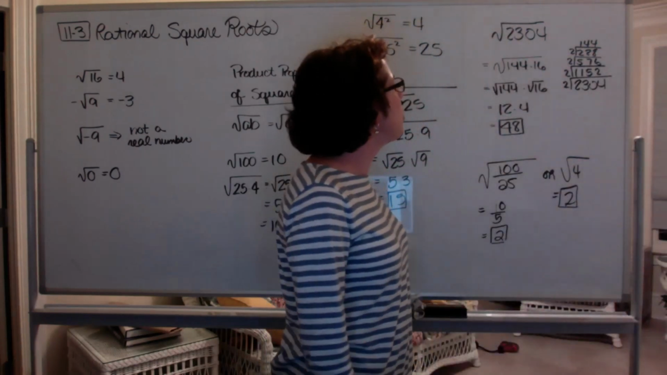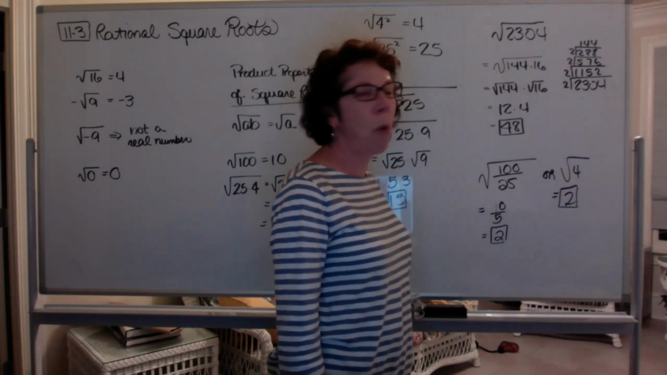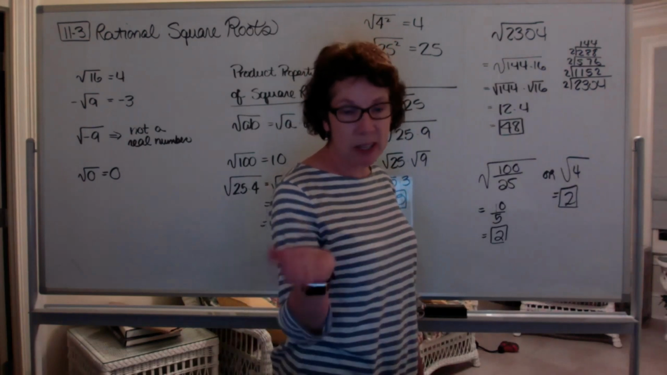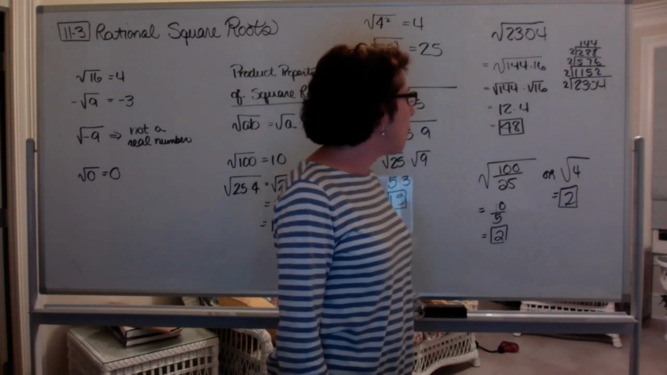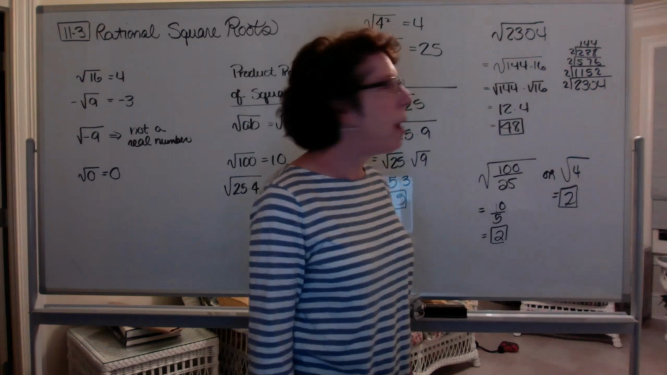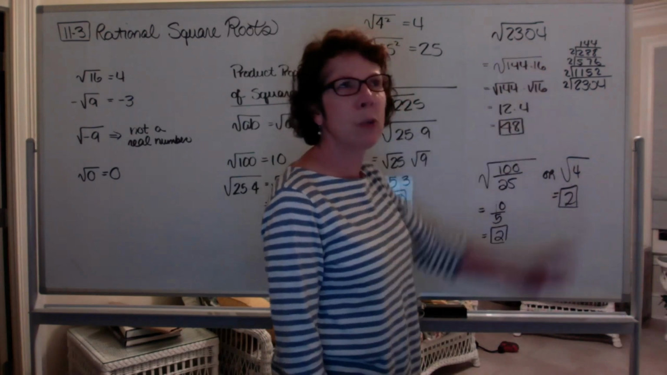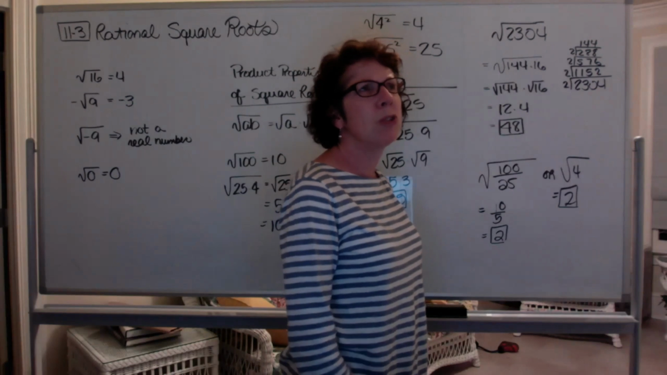How about the square root of 2,304? Well, you can actually put that in your calculator the way we just did it a minute ago, and you will find out the answer is 48. But what if I just didn't think, man, is that really what we call a perfect square? Does it have a rational square root?